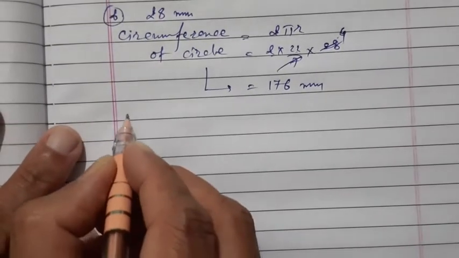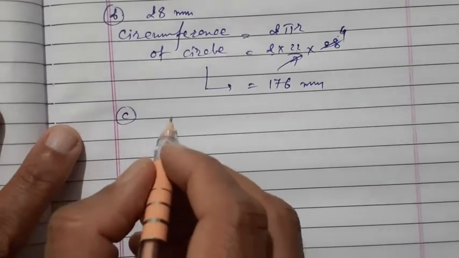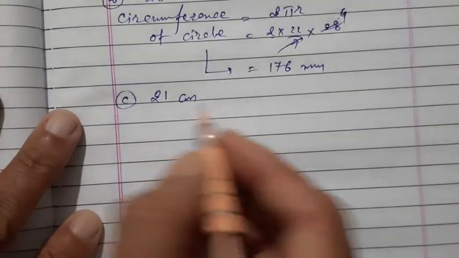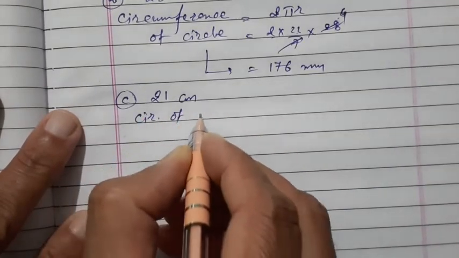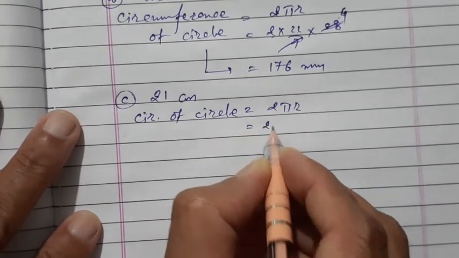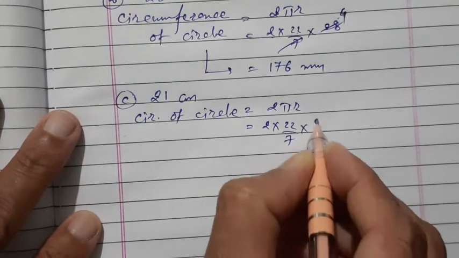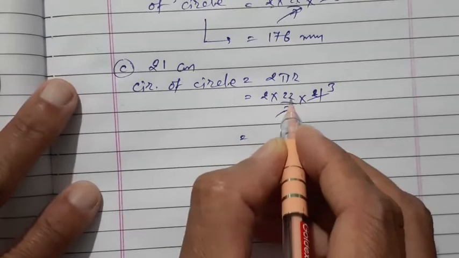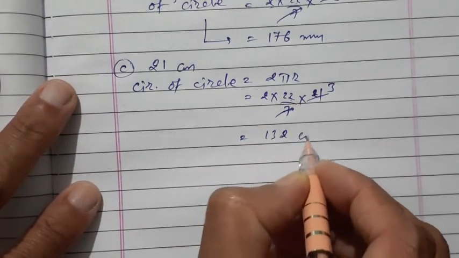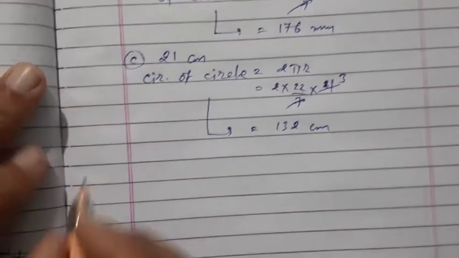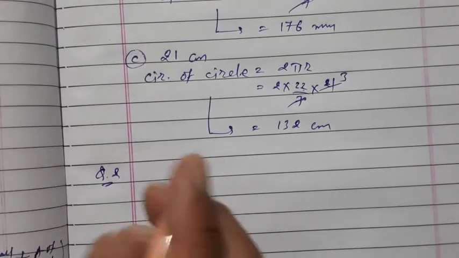Okay, and C, in that what is the measurement? 21 centimeter. Same here, circumference of circle equal to 2 pi r equal to 2 into 22 divided by 7 into 21. 7 3s are 21, 3 2s are 6, and 6 into 22 is 132 centimeter. That's your answer. Now question number 2, read it in your textbook.